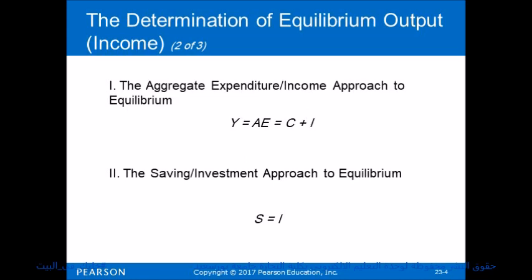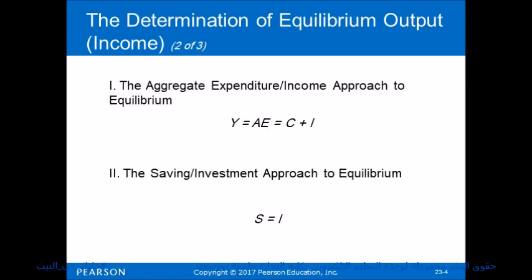Generally speaking, there are two approaches or two methods that can be used to determine the equilibrium level of output or income. The first approach is known as the aggregate expenditure income or output approach to equilibrium. The second is the so-called saving investment approach or method to equilibrium. So let's look at the first approach, the aggregate expenditure income approach.